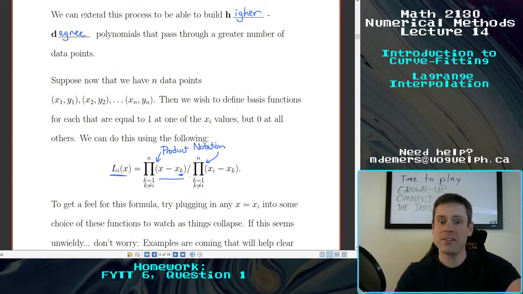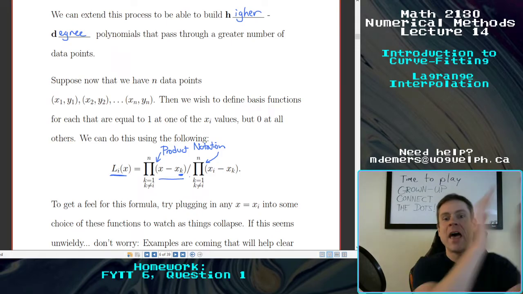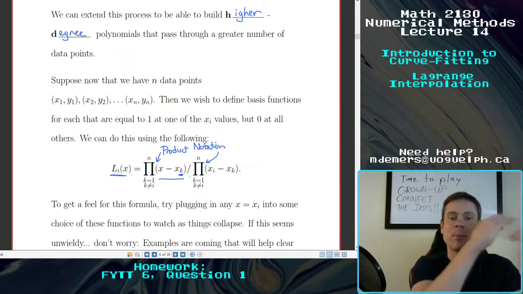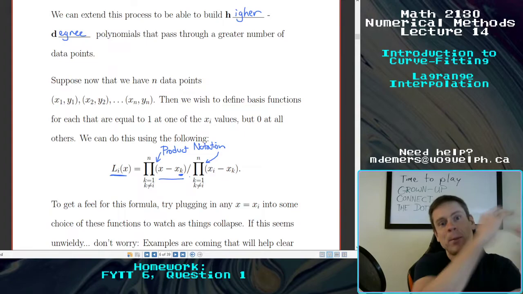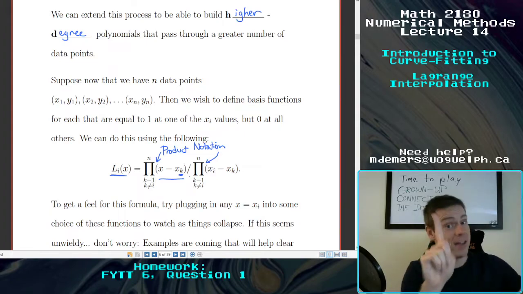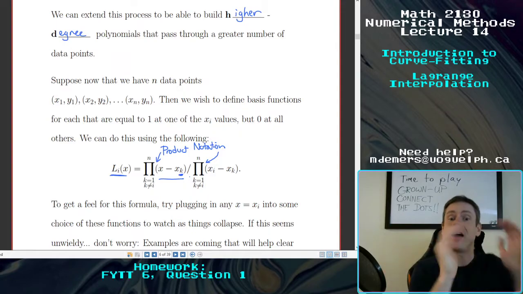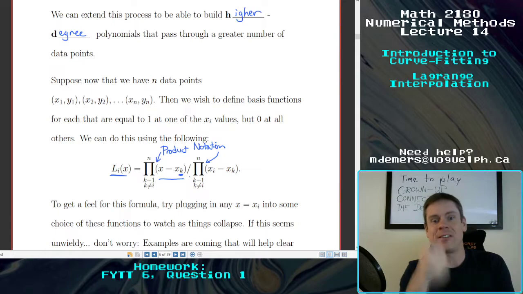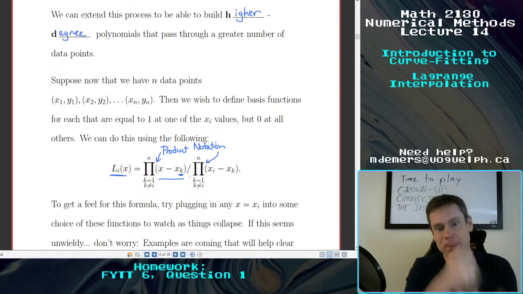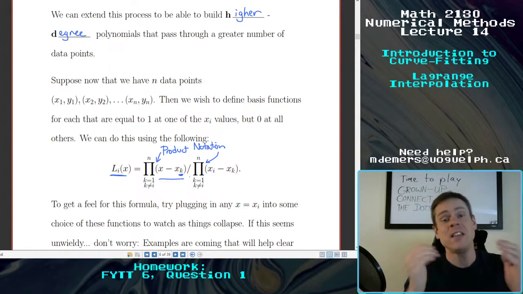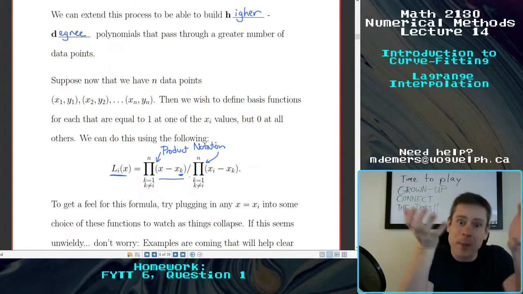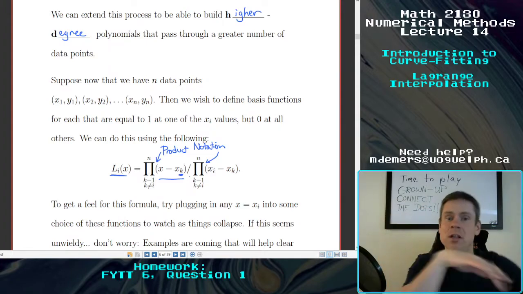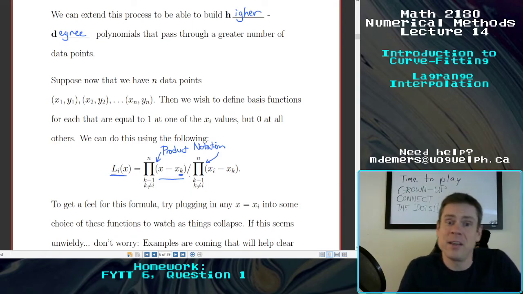So the first basis function is going to include x minus the second x value, x minus the third x value, x minus the fourth x value, but not x minus the first. We're going to divide that by another product, and that product is going to be the first x value minus the second one, the first x value minus the third, the first minus the fourth, and so on. In this way, we can construct something that's parallel and analogous to that opening example that we did.